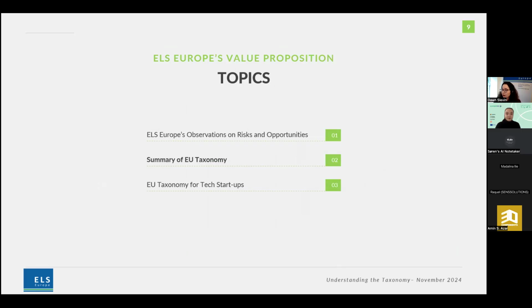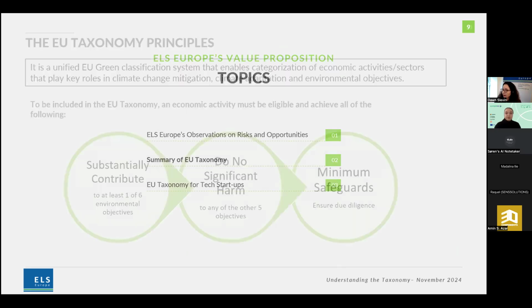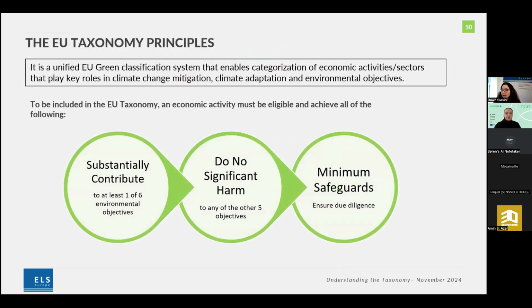So the next part of the talk, I'm going to now delve into the EU taxonomy and give you a little bit more of an introduction to it. So the taxonomy is a unified EU classification system, and it enables the categorization of economic activities at macro sector and at sector level across, now with all of the delegated acts having been published: climate change mitigation, adaptation, protection of biodiversity, sustainable use of water, pollution prevention, and the transition to the circular economy.